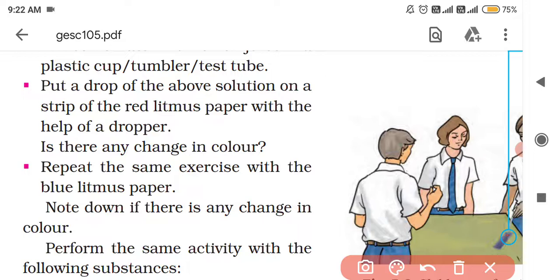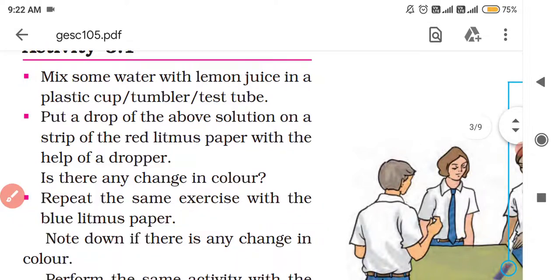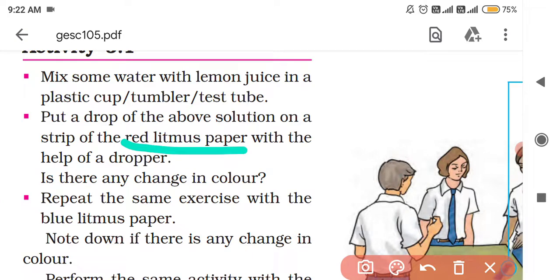What do you say? There will actually be no change in color. Why? Because, as we have discussed, lemon juice is acidic in nature. When a drop of lemon juice is given over the red litmus paper, there will be no change in color, because red litmus paper shows no change in color in acidic media. It will show a change in color in basic media.